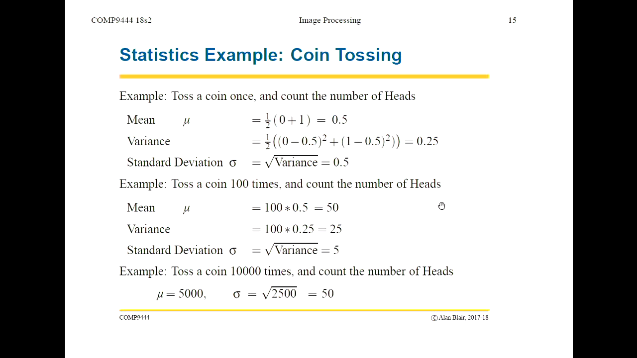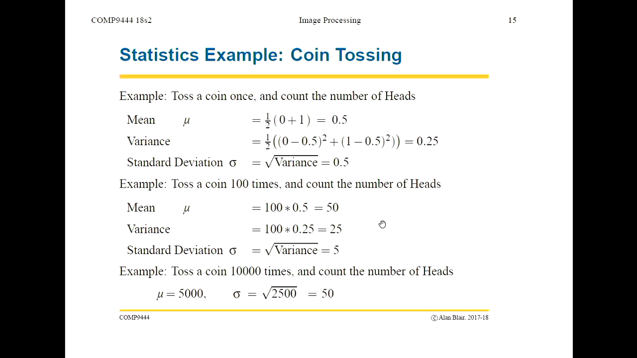Now, if you toss a coin 100 times, the mean gets multiplied by 100, so that's 50. But the important thing is that it's the variance that gets multiplied, not the standard deviation. The variance for one coin toss was 0.25, so the variance for 100 coin tosses will be 25. If we want the standard deviation, we take the square root of that. So if you draw the bell-shaped curve, the mean is at 50 and the standard deviation is 5.